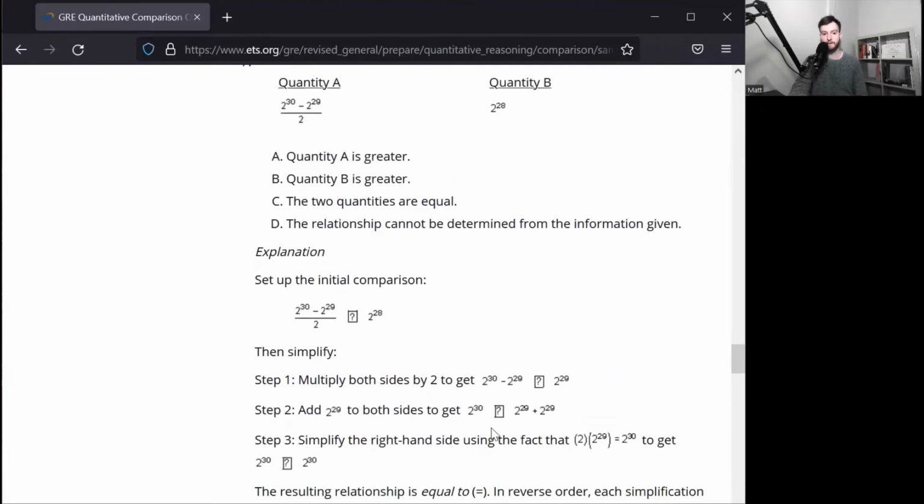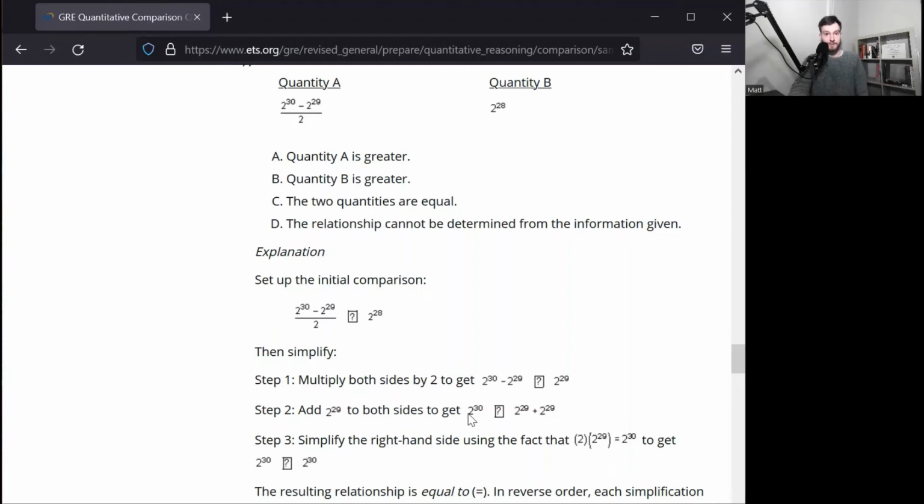They do it a little bit differently. They just add the 2 to the 29 to the other side, to both sides, getting rid of it on the left and leaving it on the right. Now, 2 of 2 to the 29's is the same as saying 2 times 2 to the 29, which is the same as saying 2 to the 29 plus 2 to the 29. So essentially, they're equal to each other.